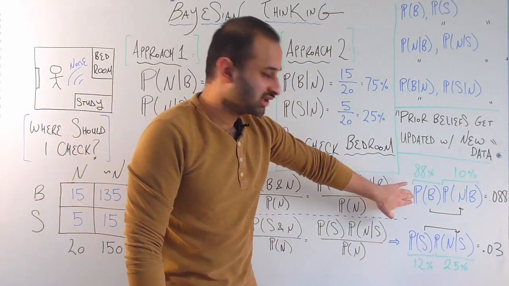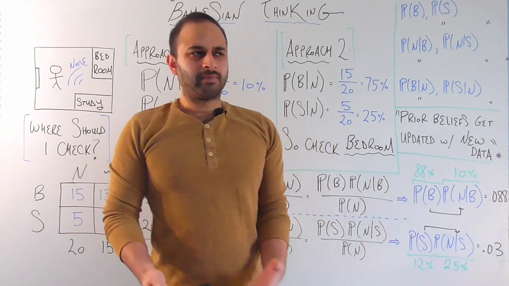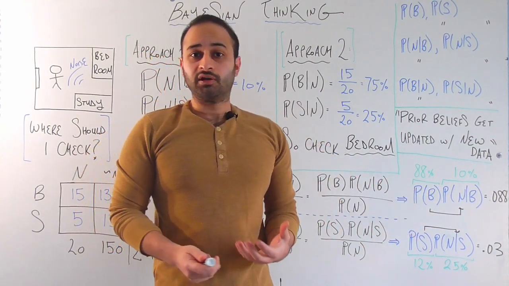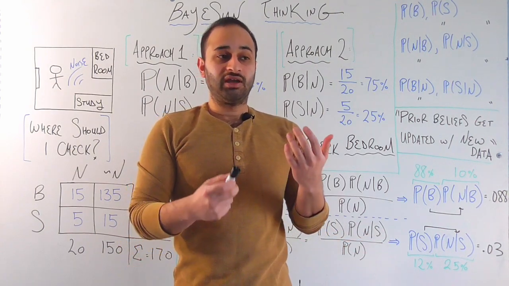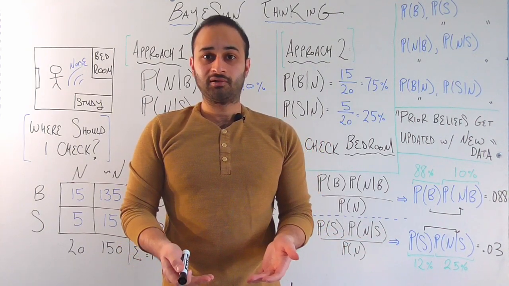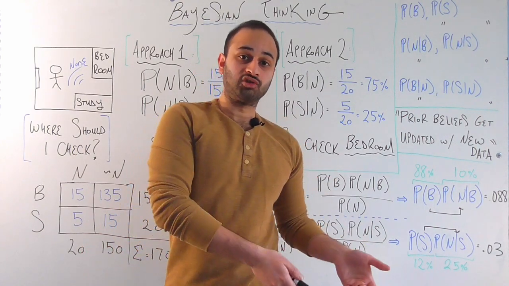We get this first leading quantity here of probability of bedroom. Let's think about what this means. This is saying that not conditional on anything, I haven't even thought about the noise I'm hearing. Just if I walk in the door to my apartment, I don't even call the phone yet, what are the chances that it's in the bedroom?